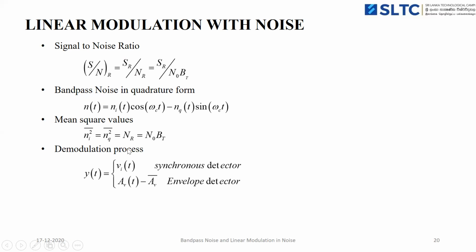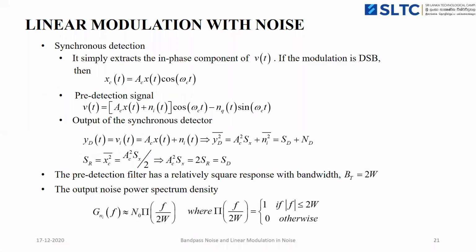So we can use the demodulation process. There are two types of detector we are using: the synchronous detector and the envelope detector. For the synchronous detector, y of t equals vi of t, which means that the synchronous detector only extracts the in-phase component. Okay, so now we are going to discuss the synchronous detector. The synchronous detector simply extracts the in-phase component of v of t, where v of t is the output of the bandpass filter.